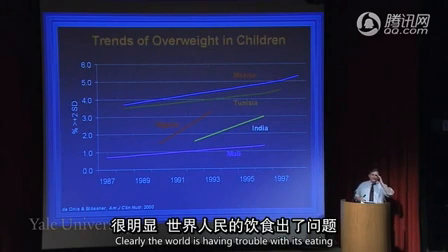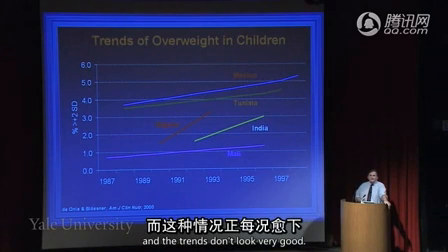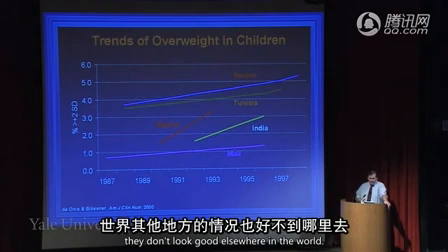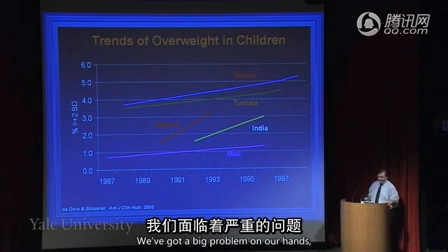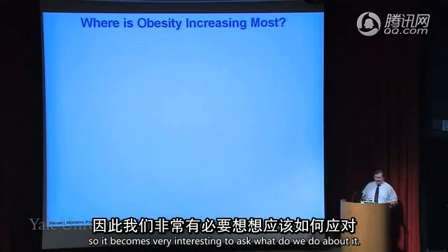Clearly the world's having trouble with its eating and with the diseases that follow from it, and the trends don't look very good. They don't look good in the U.S., they don't look good elsewhere in the world, and we've got a big problem on our hands. So it becomes very interesting to ask, what do we do about it?